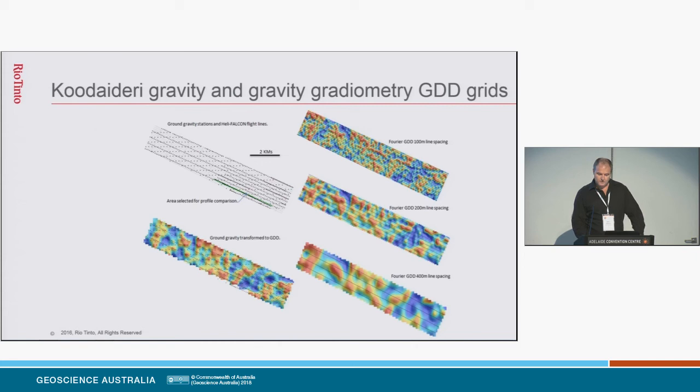The 400 metre line space GDD product has lost substantial resolution, with 500 to 1200 metre half wavelengths dominating the grid, and consequently provides a much degraded tool for detrital targeting from the explorer's perspective.